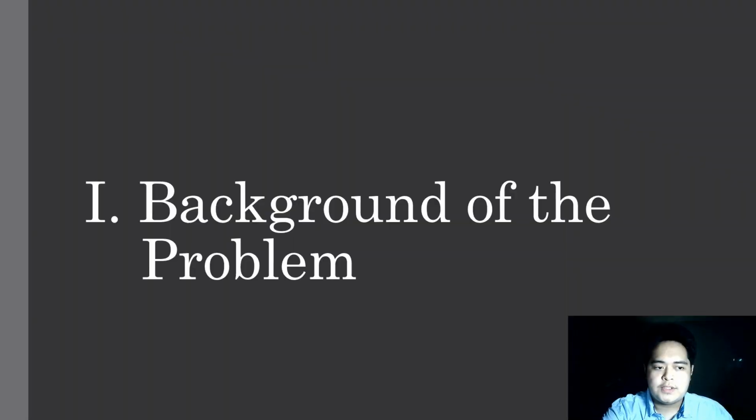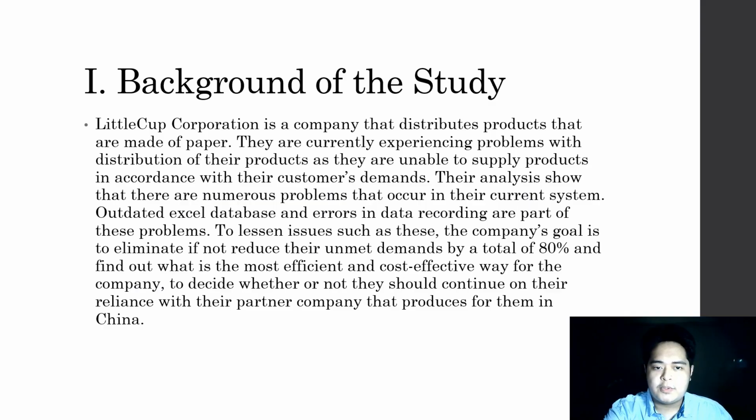For part 1, which is the background of the problem, I will discuss the background of the study. Lillicup Corporation is a company that distributes products that are made of paper. They are currently experiencing problems with distribution of their products as they are unable to supply products in accordance with their customers' demands. Their analyses show that there are numerous problems that occur in their current system. Outdated Excel database and errors in data recording are part of these problems.